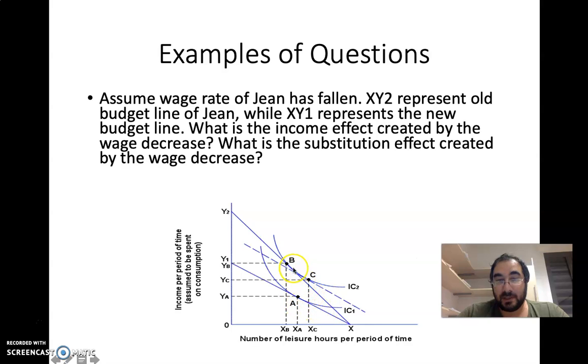So basically, Gene's labor time has moved from XB, the old one, to XA. The substitution effect is from B to C, XB to XC. So XC minus XB, which is negative. The substitution effect will decrease labor time since the wage is decreasing in this case. The income effect is XA minus XC, which is positive. A wage decrease will decrease income and increase the labor time.